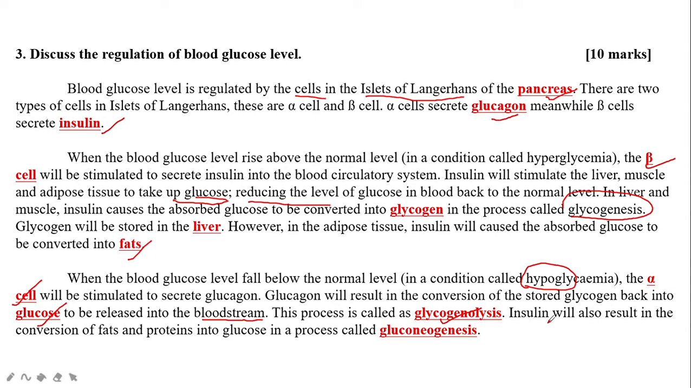And glucagon will also result in the conversion of fats and proteins into glucose. So the conversion of fats and proteins into glucose, the name of the process is gluconeogenesis. Okay, that's all for the first essay. So let's look at the second essay question.